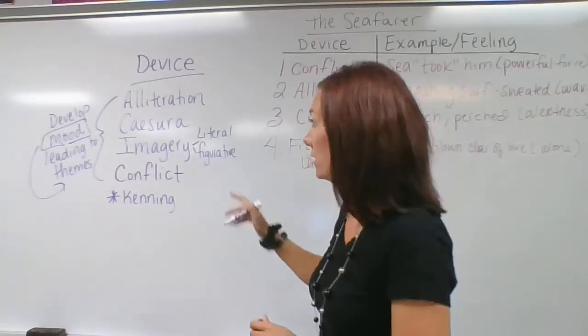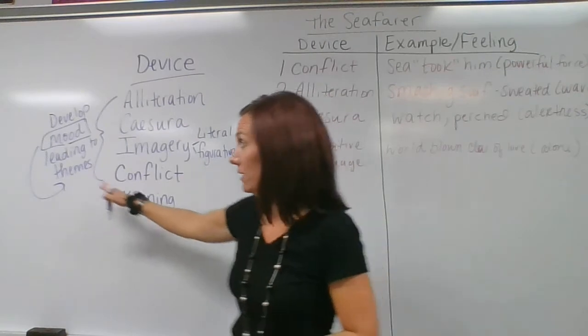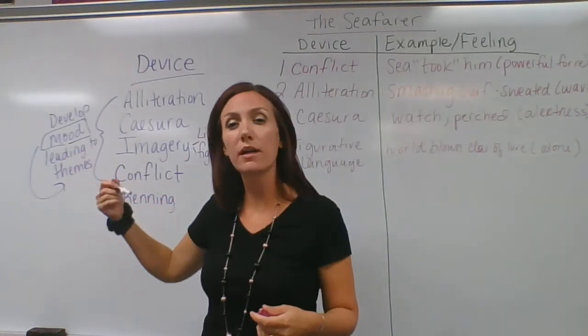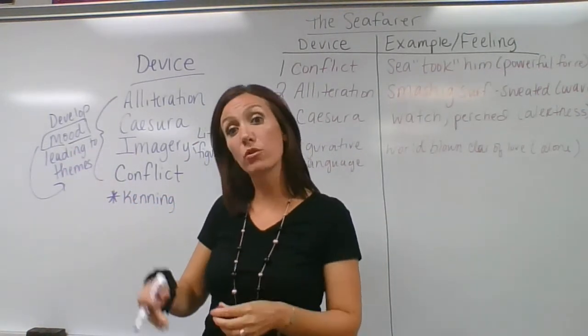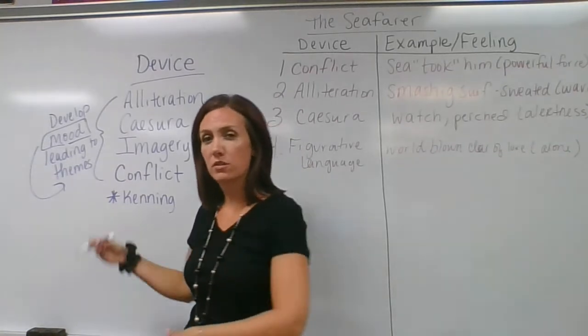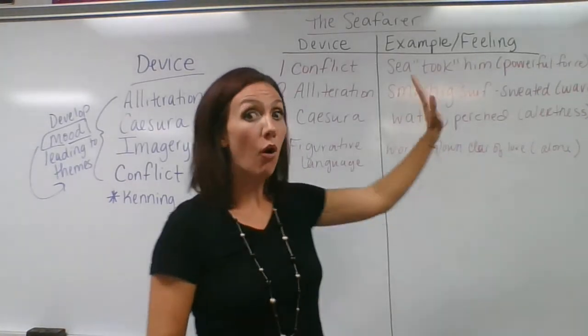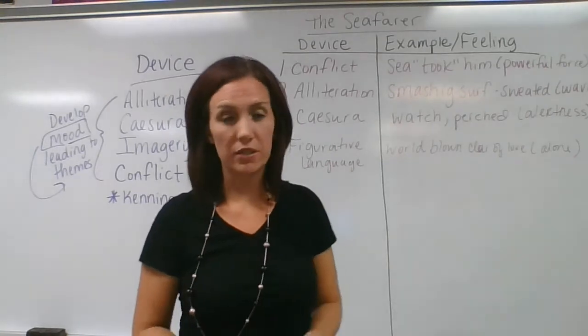Already, we've only identified 4 of these, and already we have a pretty good mood. Now we're going to have to read further to figure out what's important to this poet to help develop a theme, but already we start kind of seeing where this is going.